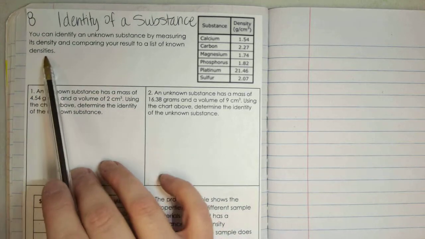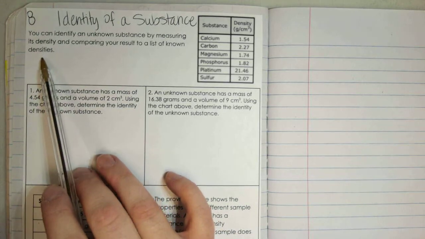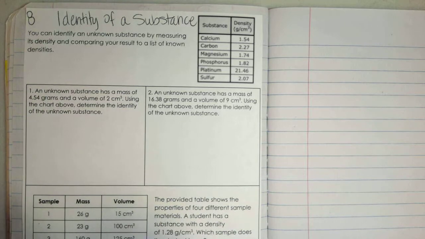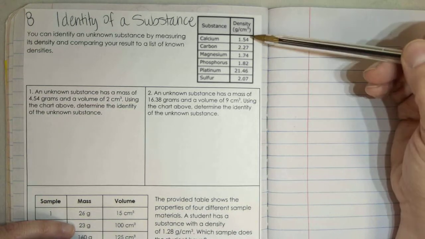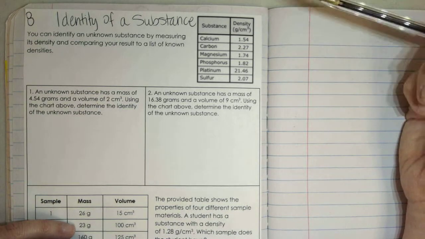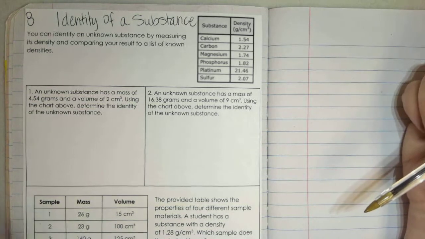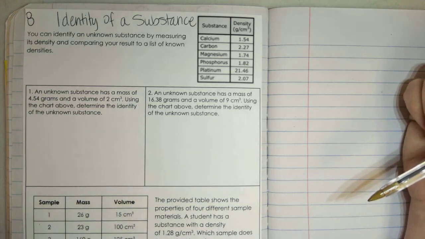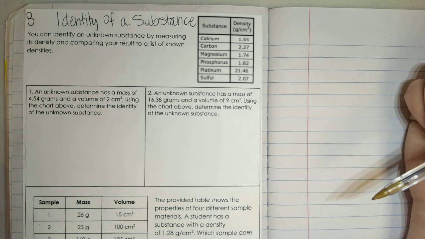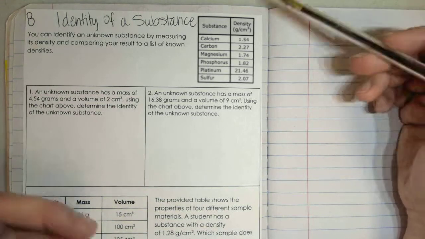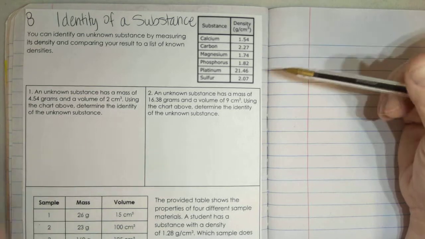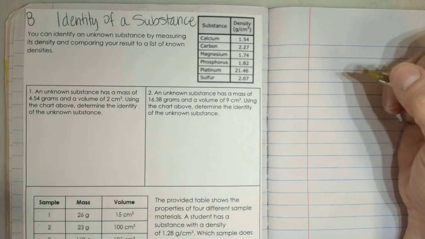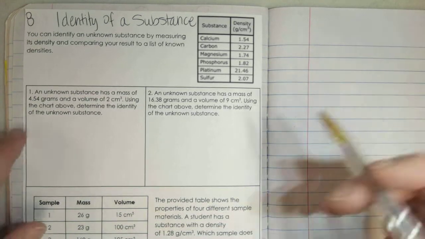So at the top, that's what it says here, is you can identify an unknown substance by measuring its density and comparing your result to a list of known densities. So again, these are things that will never change. Calcium always has a density of 1.54. Carbon always has a density of 2.27. And so if given a problem where we have some unknown substance and also given a list of the densities of those substances, we can identify the unknown. So that's what we're going to do here in numbers 1 and 2.